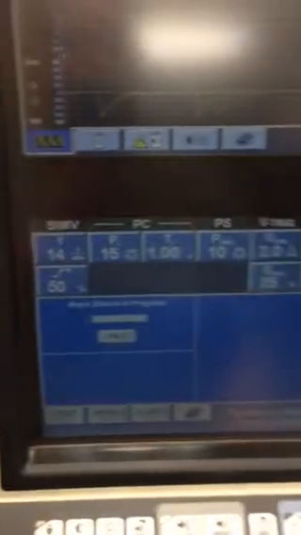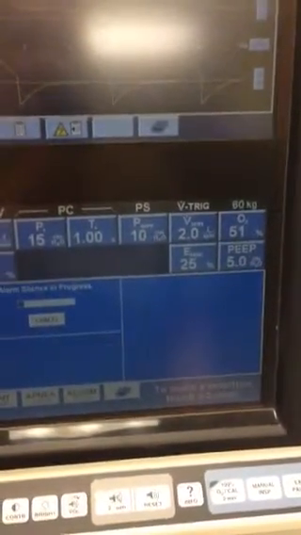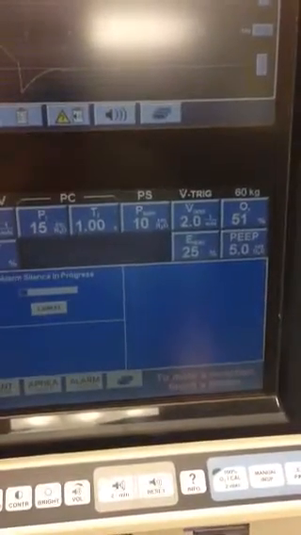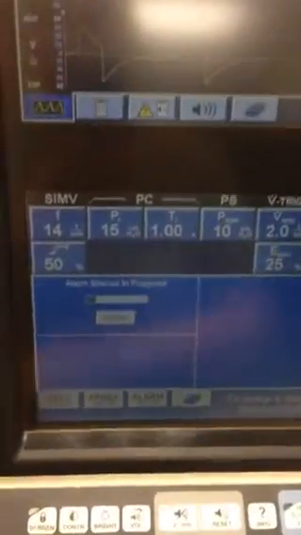We'll go to the FiO2 here. FiO2 set at 51%. That is the percentage of oxygen that's being delivered during the mechanical breath or spontaneous breath. Our rise time, we have it set at 50%.